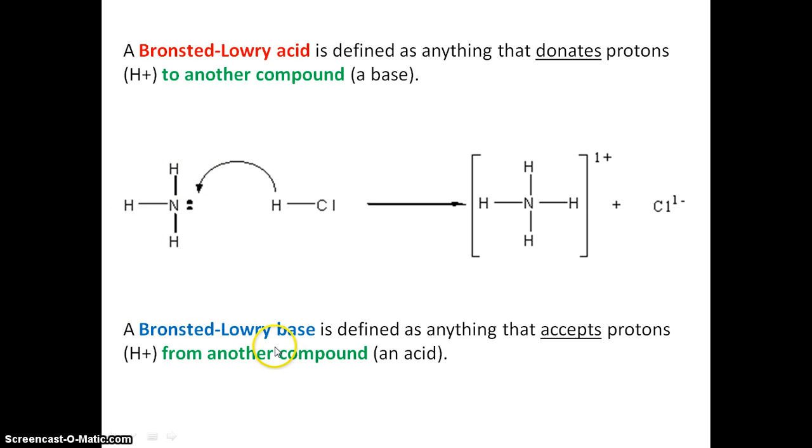A Bronsted-Lowry base is anything that accepts the protons, so here NH3 would be our Bronsted-Lowry base, and it becomes NH4+, and our chlorine is now here alone without the hydrogen. So you can see the difference here. The proton is either accepted or released, not into the solution, but into the substance itself.